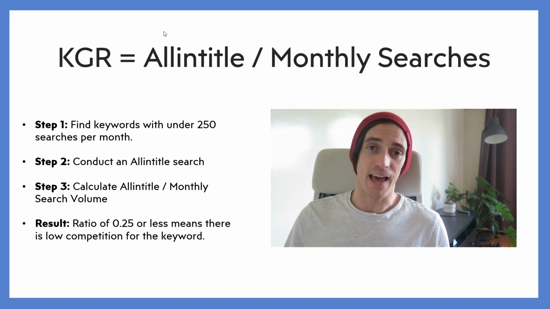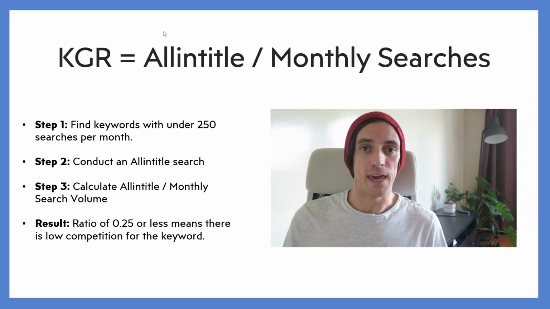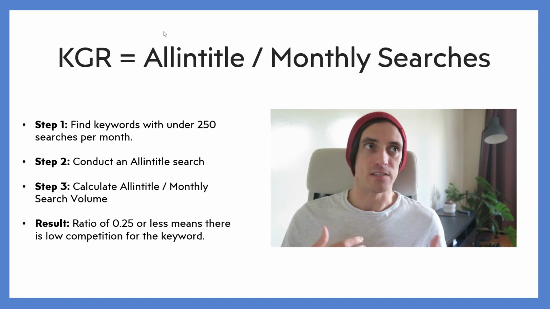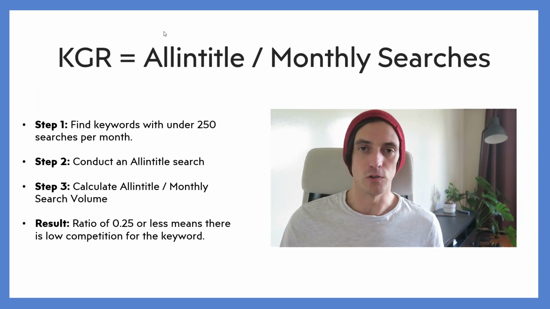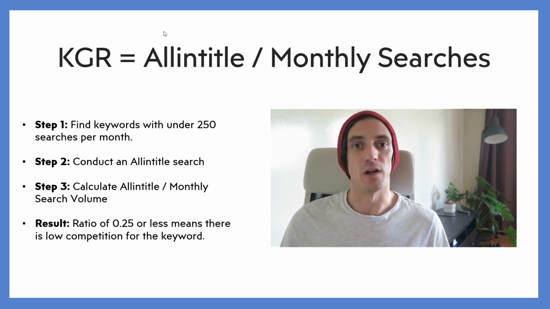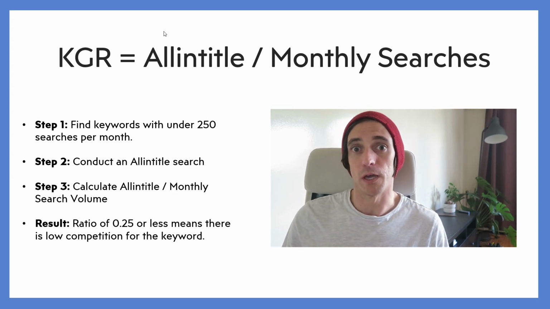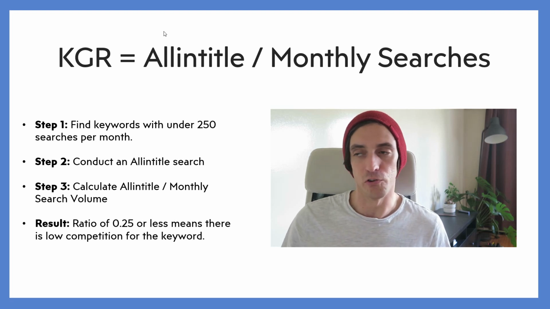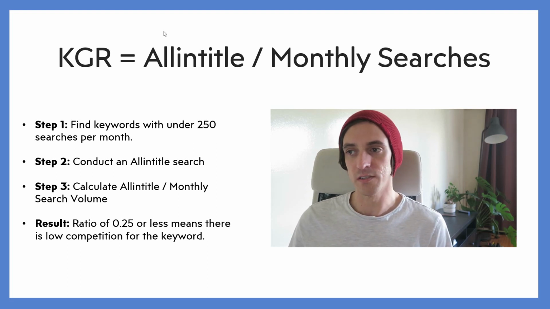So the KGR is a method of research called the keyword golden ratio. And it's a keyword research method that a lot of beginners use because it's very accessible, it's free, and it's one of the few ones out there that many people are talking about on the internet and on YouTube. So this is how it works.